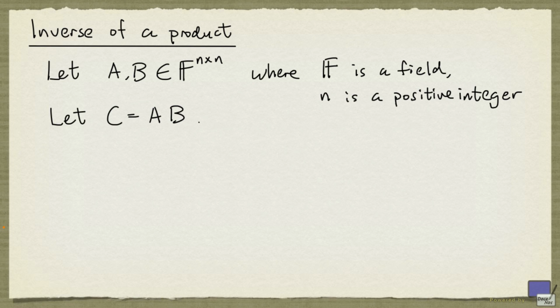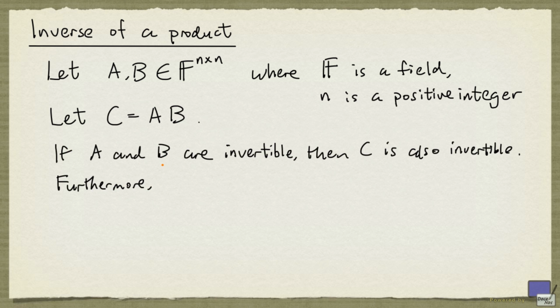Let A and B be n by n matrices with entries from a field F, and let C be the product AB. We claim that if A and B are both invertible, then C is also invertible. In fact, C inverse is given by B inverse times A inverse.